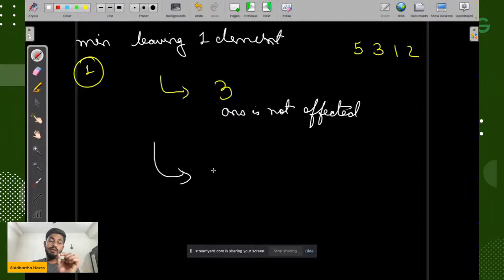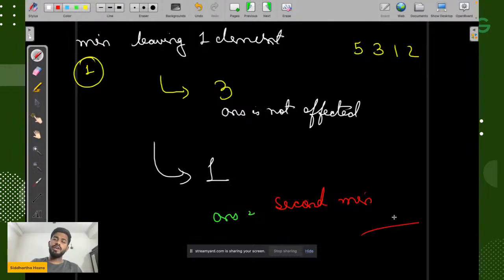But what if the element to be removed is the minimum itself? Then the answer would become the second minimum. If the minimum itself is removed, then the second minimum would be there.